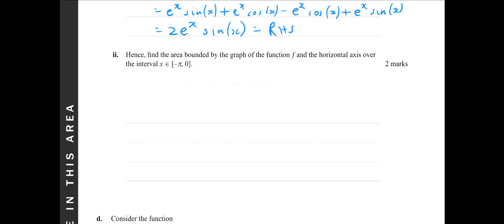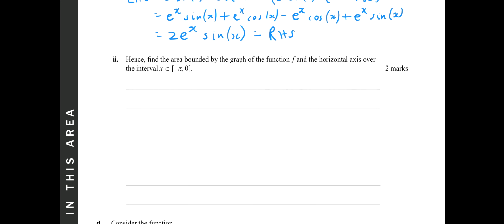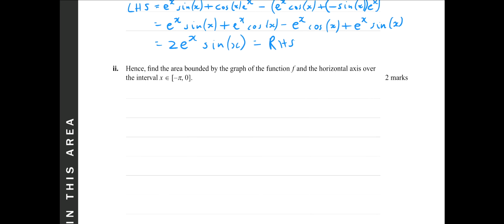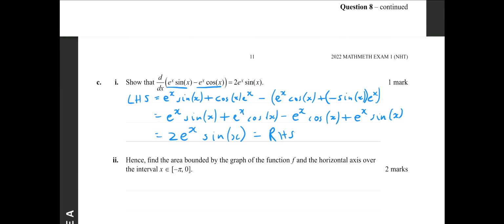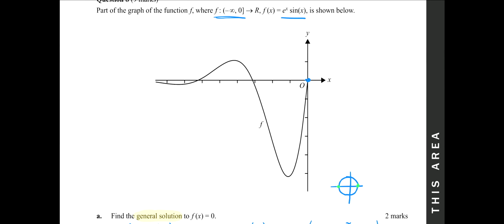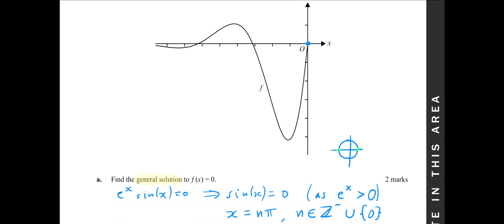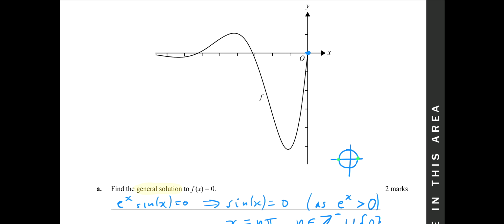Okay, part 2. Hence find the area bounded by the graph of the function f and the horizontal axis over the interval negative pi to 0. Okay, so let's look back at the graph of this one here. So we have a graph here, and we want from negative pi to 0, we want the area. Okay, so let's look at the general solution. x equals n pi, which means that this is going to be 0, that's going to be pi, that's going to be 2 pi, etc.